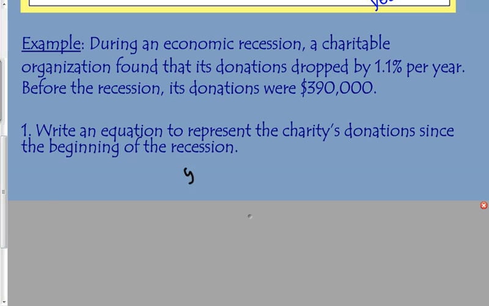So that equation we'll say is y equals the start, which is 390,000, times 1 minus the rate. So 1.1% would be 0.011. So if you move that 2 places over and you fill in the 0, that's where we got that. And raised to the, we don't know, so we're going to put t right there.